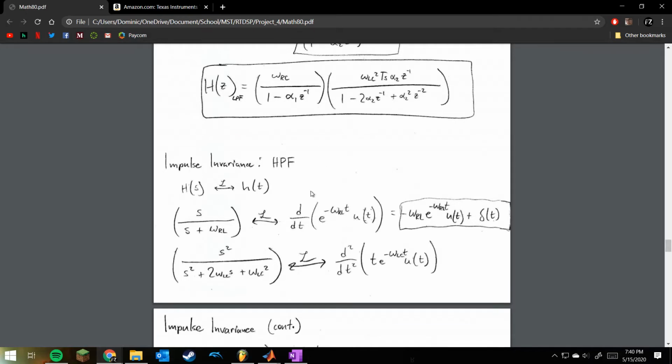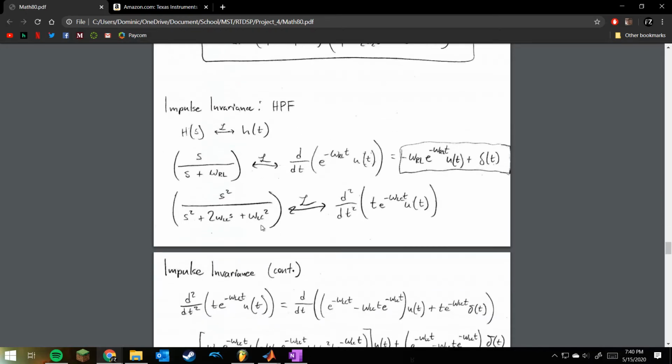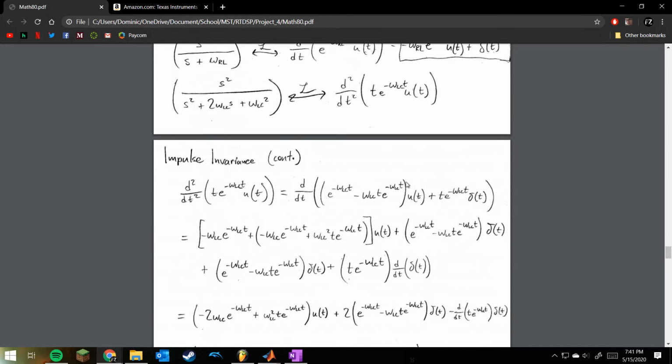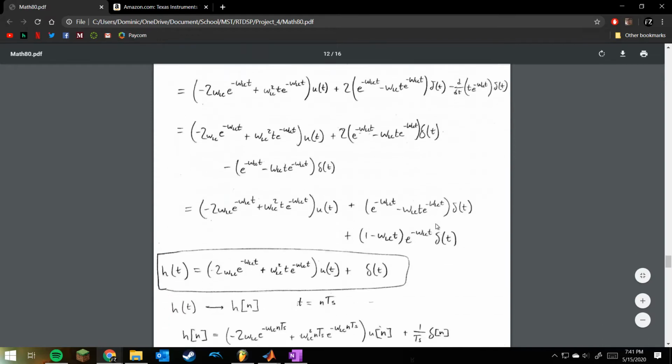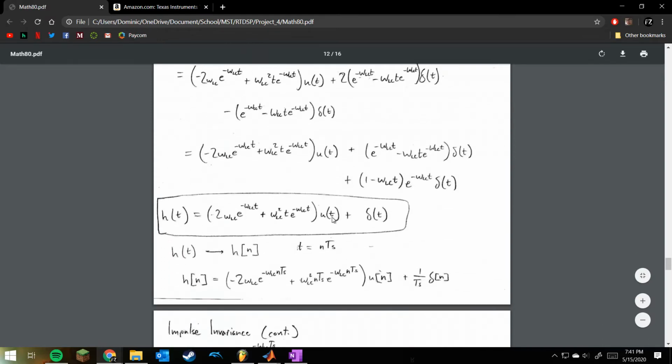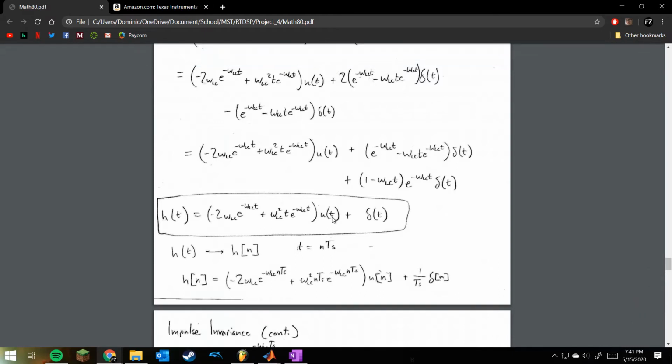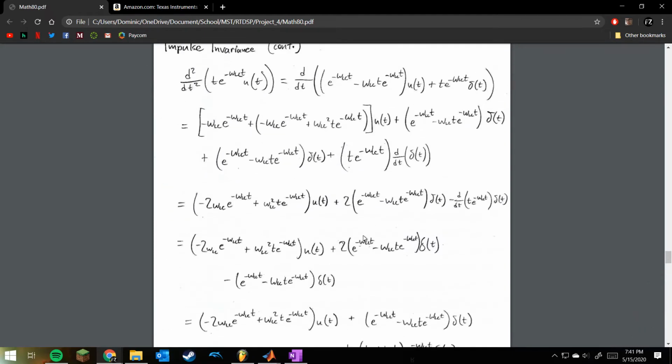And here we go again for the high pass filter impulse invariance technique, just inverse Laplace transform. But this time we have s's in the numerator, and so we get some derivatives. We get a little double derivative business here, which is a pain. But you can see here we went ahead and just solved it there. I'll walk through it a bit slower, actually.